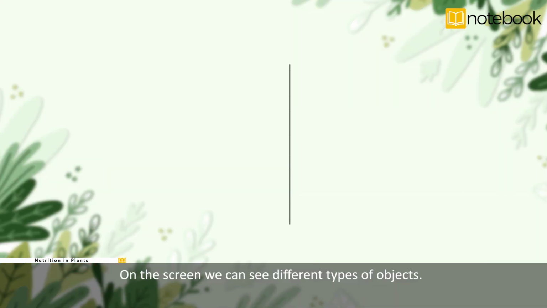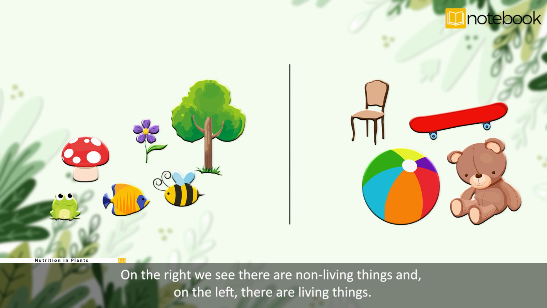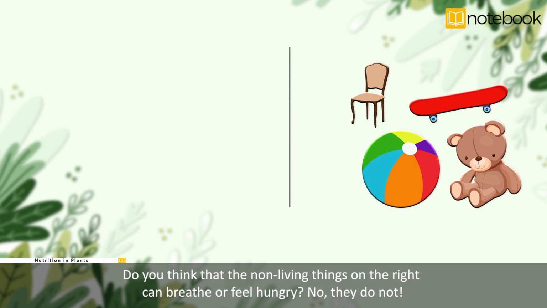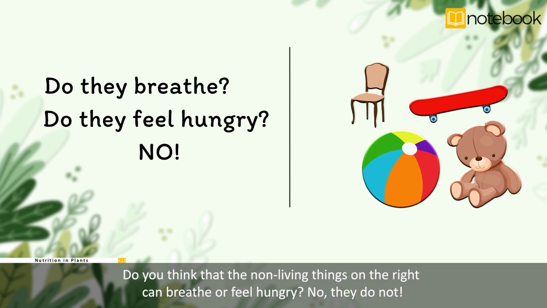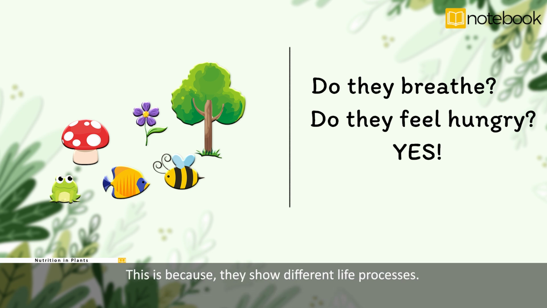On the screen, we can see different types of objects. On the right, we see there are non-living things, and on the left, there are living things. Do you think that the non-living things on the right can breathe or feel hungry? No, they do not. But the living things on the left certainly can breathe and are capable of feeling hungry. This is because they show different life processes.